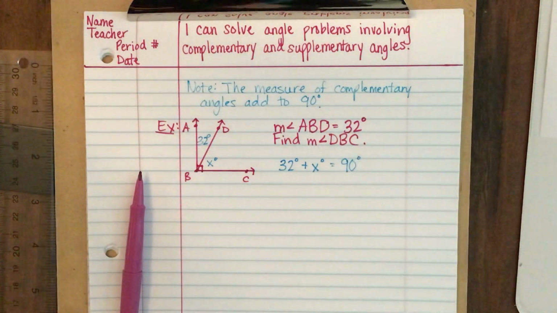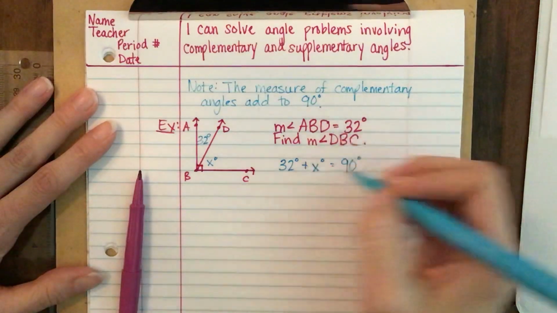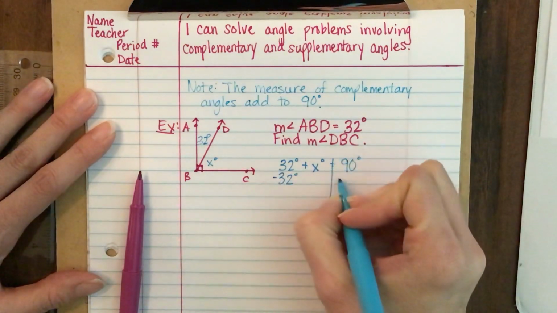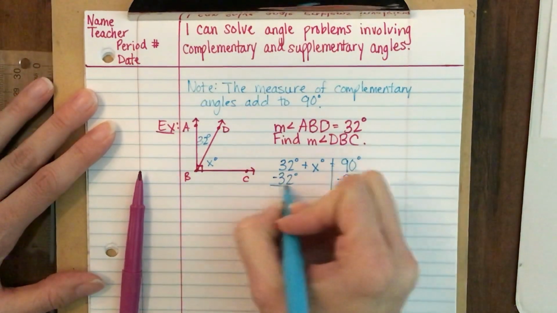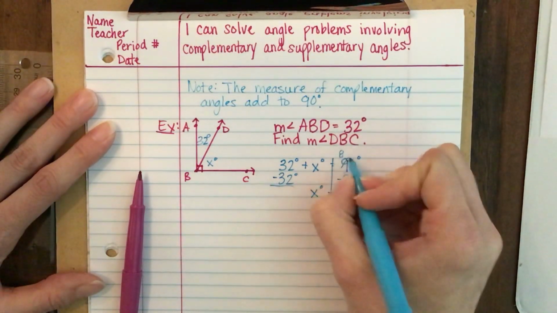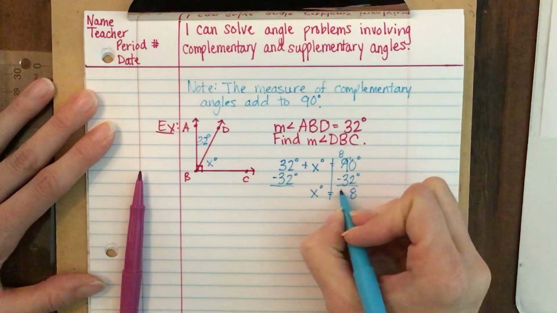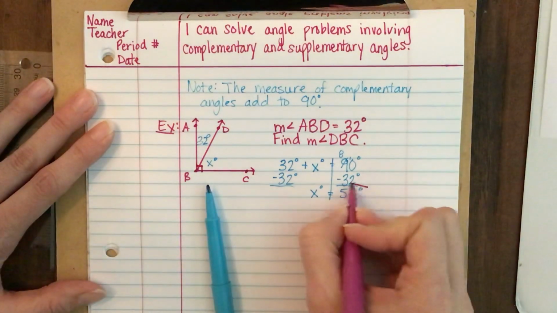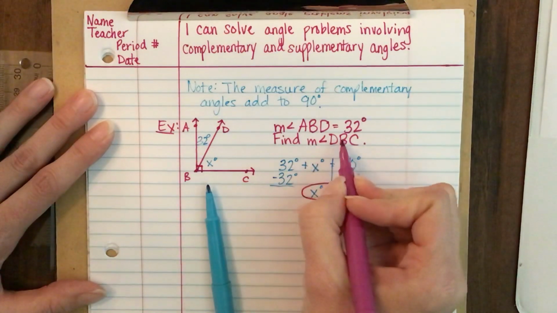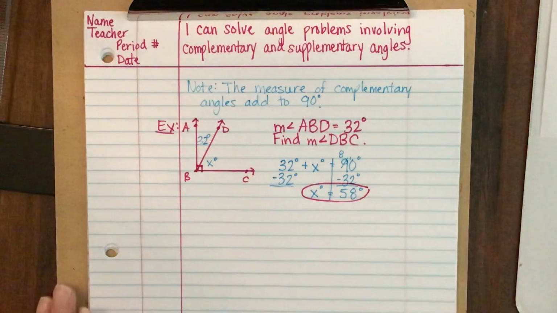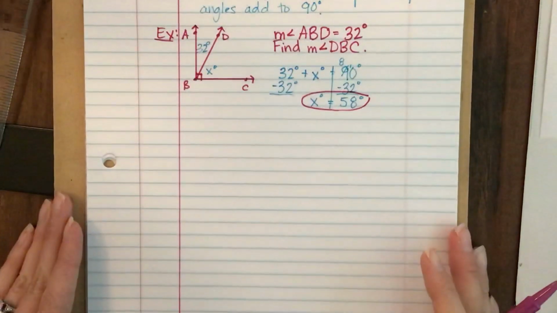Okay, and now we're just going to solve it like we would solve an equation, because this is an equation. I'm going to go ahead and subtract 32 from both sides. And we get that X is equal to 58 degrees. Okay, so there we have it. We found that the measure of angle DBC is equal to 58 degrees. Now we're going to look at another example. This example is going to get into a little bit more algebra. I'm going to scoot this up. All right.